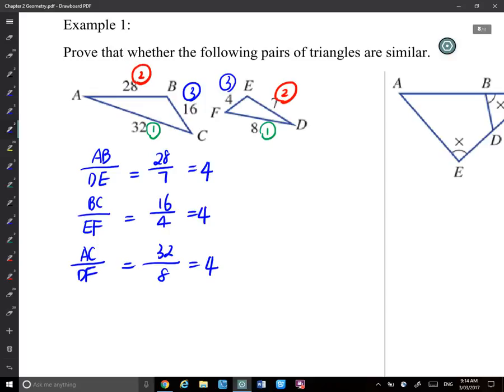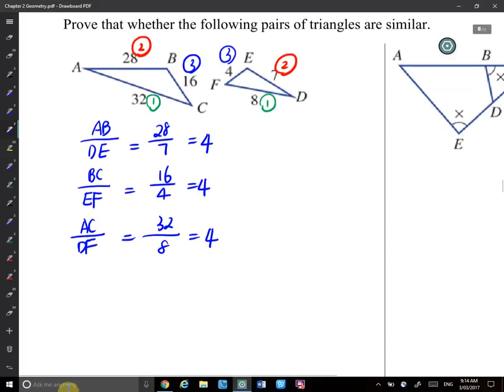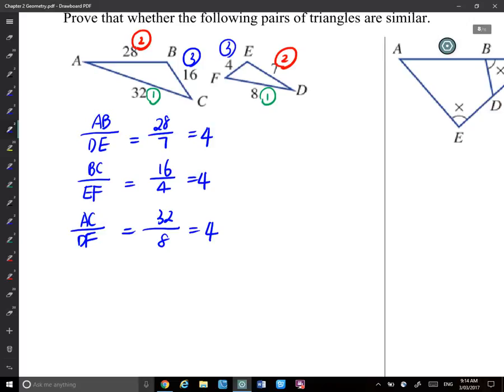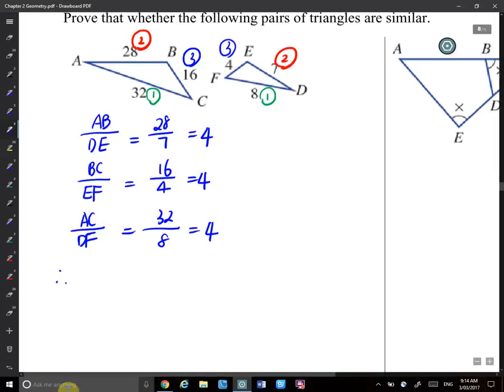So you can do this by this way. Okay, so now you have proof that all of that is in the same proportion. You can say, so AB over DE equals BC over EF equals AC over DF.